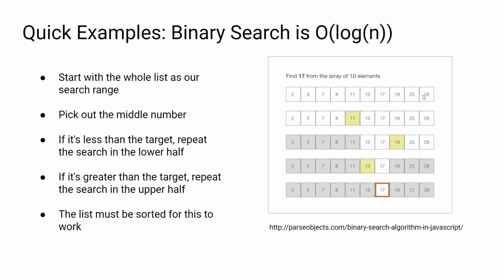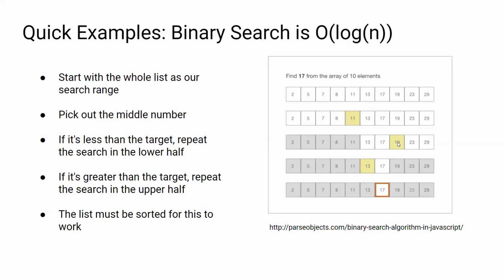here you can see in white, that's our search range. The yellow is our middle number that we're picking out. So the first iteration, we pick out 11. Well, sorry, we're looking for 17 in this array of 10 numbers. So the middle number is 11. 17 is greater than 11. So we basically repeat the search in the upper half.